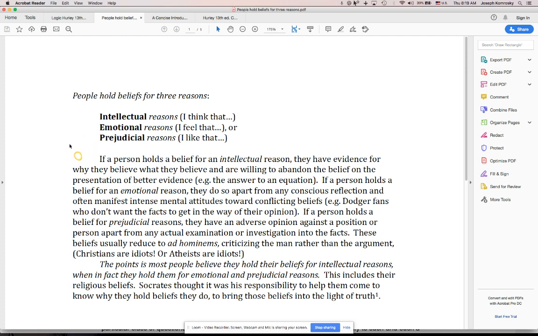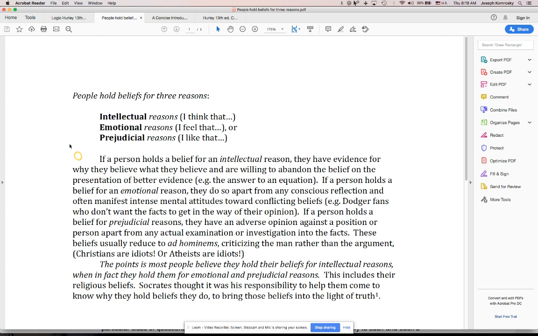So if a person holds a belief for an intellectual reason, they have evidence for why they believe what they believe, and they're willing to abandon the belief on the presentation of better evidence. Wow, doesn't that sound like solid, common sense thinking? Like, wow, okay, that makes sense, right? Well, that's what's going on with critical thinking and logic.